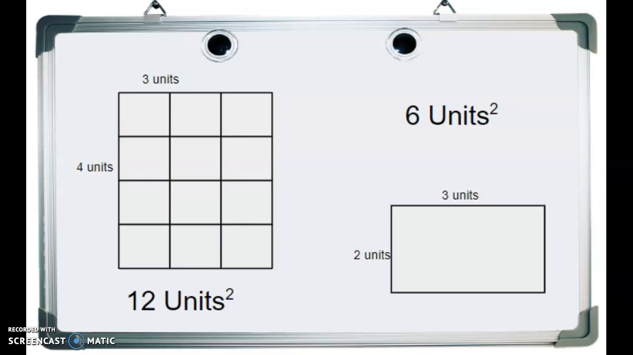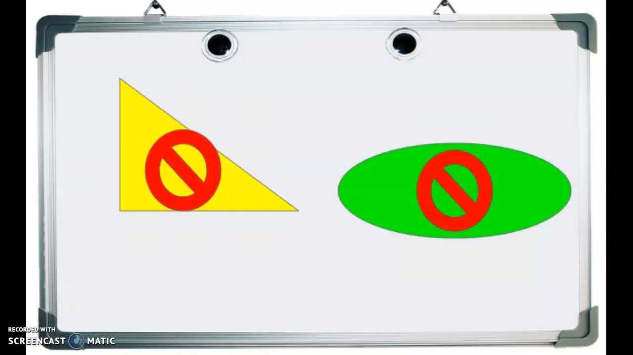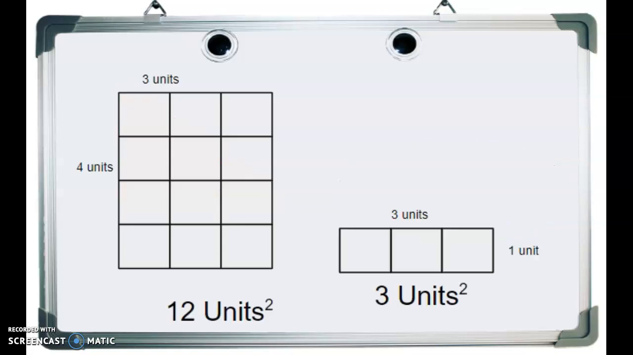Now, we've learned that we can count the squares or do length times width, but remember, the length times width trick only works with rectangles, not triangles, not ovals, not pentagrams, only rectangles. As you get older, you're going to learn other tricks for other different types of shapes. But right now, length times width only works for rectangles. Remember that.